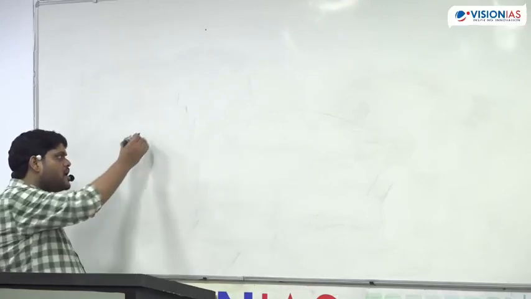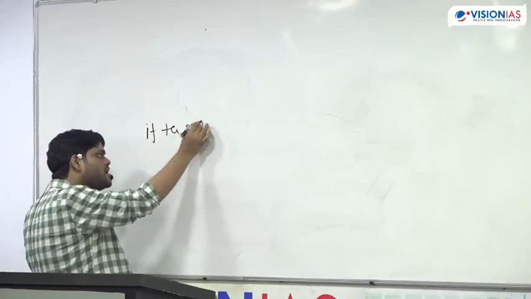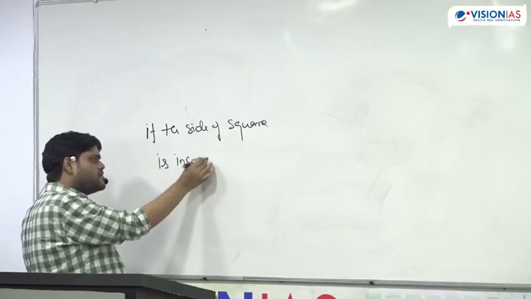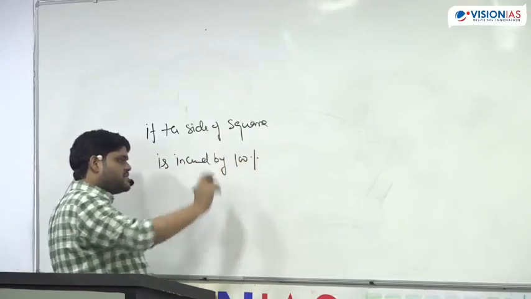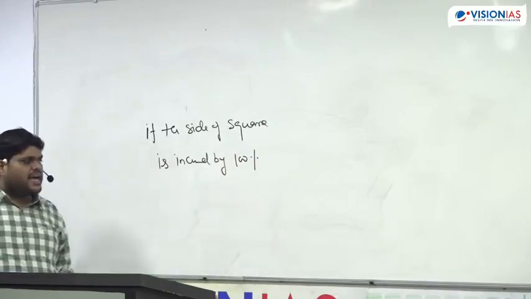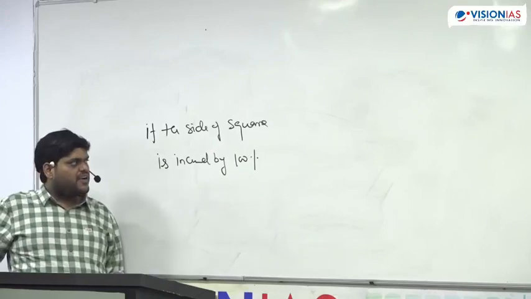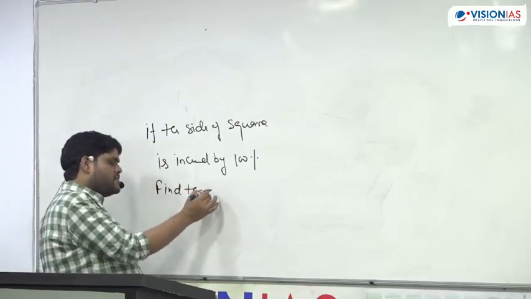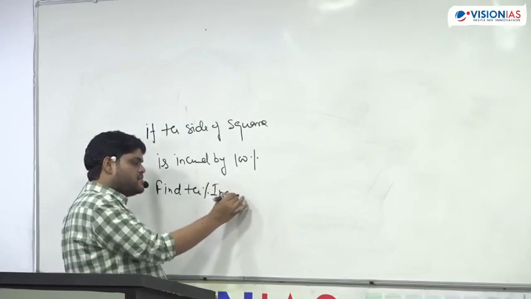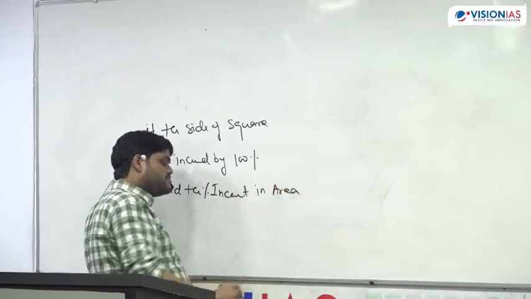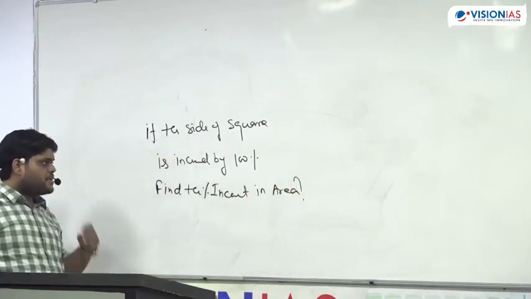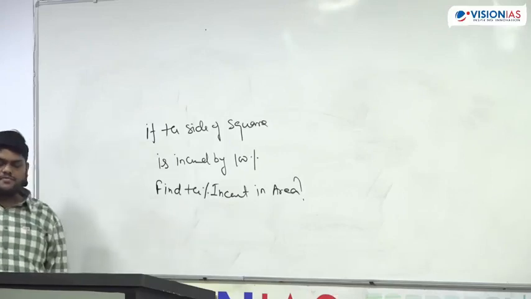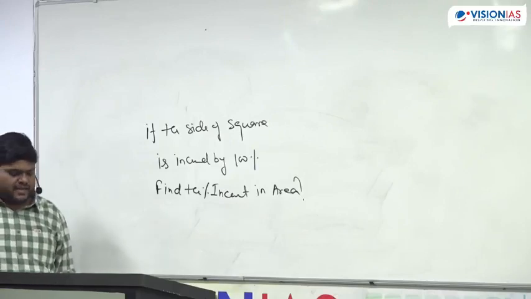Okay, one more problem. If the side of a square is increased by 100%, find the percent increment in area.